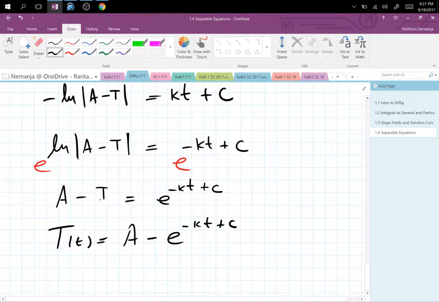And now we need an initial condition. The initial condition is the initial temperature of the poor thing that is in the oven, or the coffee in a cup. So we will say that T of 0 is T0, that's the initial temperature.